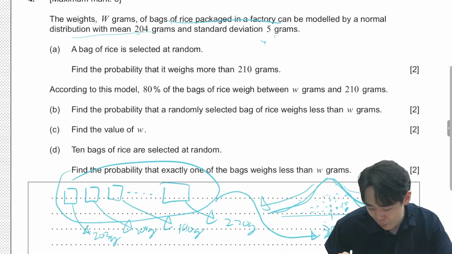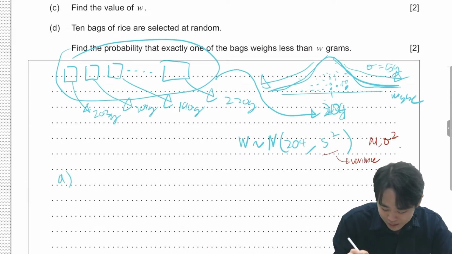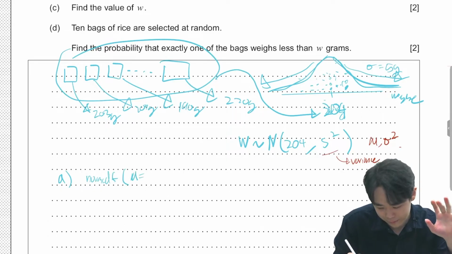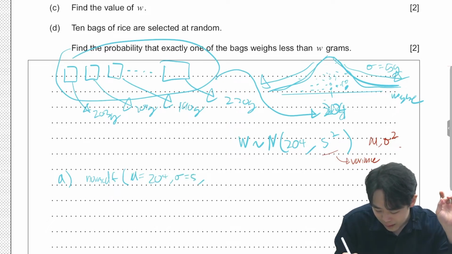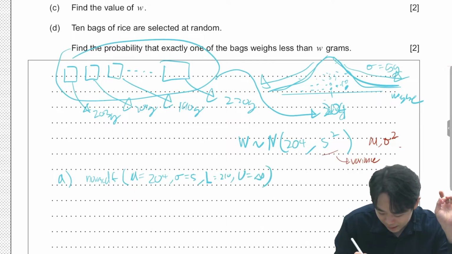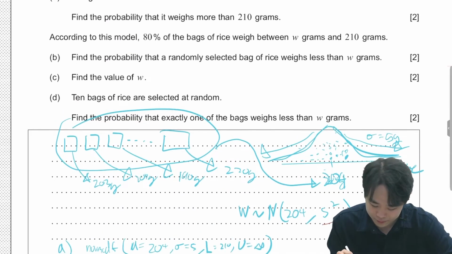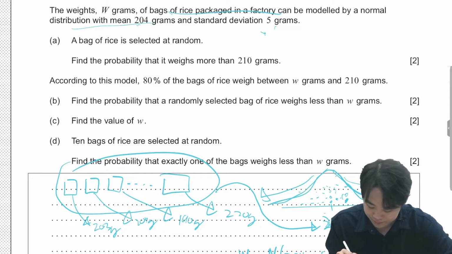What's the probability that it weighs more than 210 grams, right? It's pretty neat. We just need to use normal CDF to find, okay, so for a normal distribution of mean 204 and sigma 5, I want to know the lower boundary being 210, the upper boundary being infinity. I want to know the area under this curve that's greater than 210. Okay, so that's the first normal CDF we're going to use.